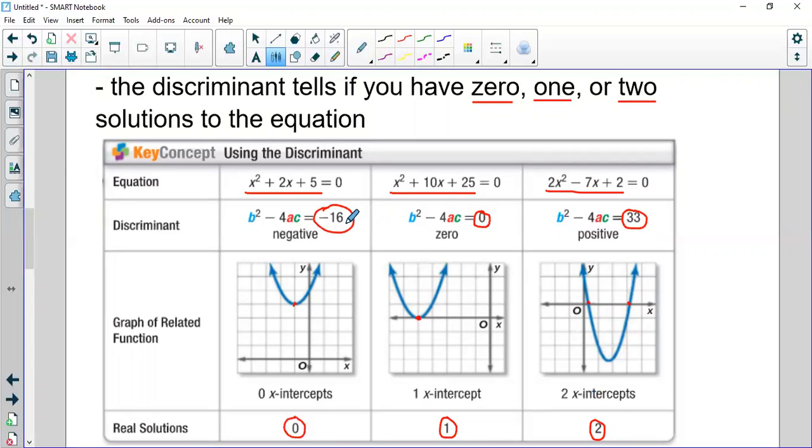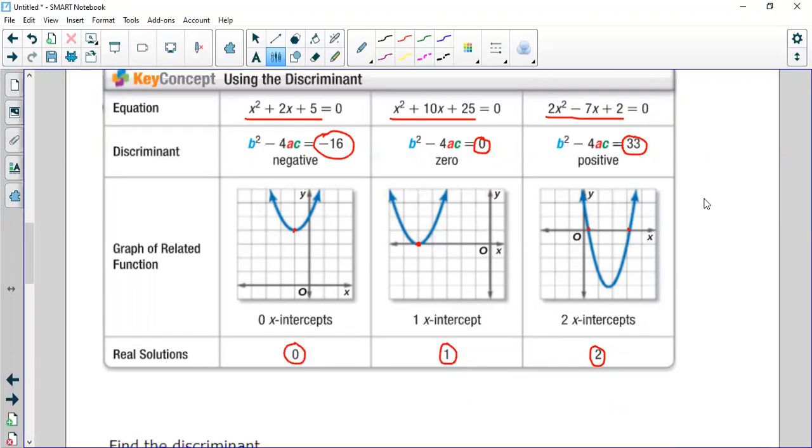So a negative discriminant gives me no solutions, no x-intercepts. A discriminant of 0 gives me exactly 1 solution, 1 x-intercept, vertex right on the x-axis. And a positive number discriminant, no matter what the positive number is, gives me 2 x-intercepts. All right, so let's take a look at a couple of those.